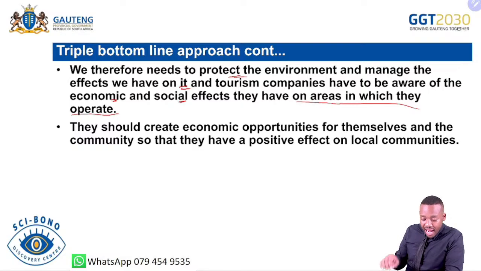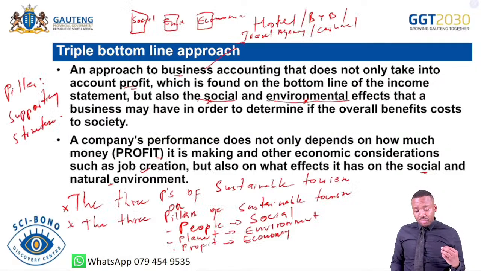They should create economic opportunities for themselves, but not only themselves, also for the community where they are located, so that they can have a positive effect on the local communities. That is a short background of the triple bottom line.